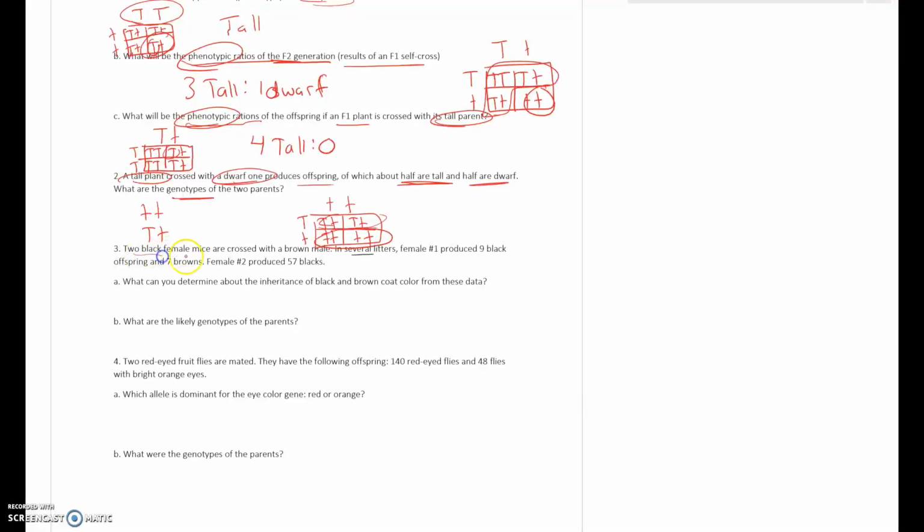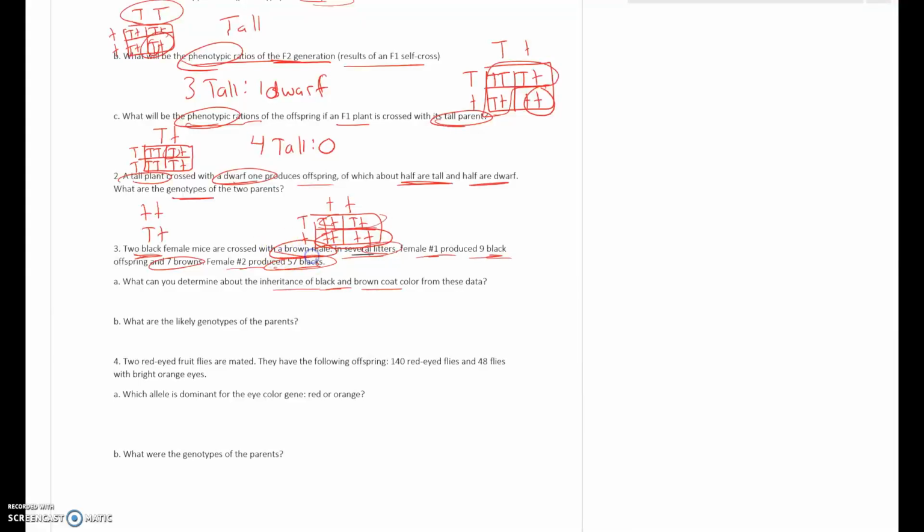Two black female mice are crossed with a brown male in several litters. That's their offspring. Female 1 produced 9 black and 7 brown, and female 2 produced 27 blacks. What can you determine about the inheritance of the black and brown fur color from these data? First off, the fact that we only have black and brown, only 2 possibilities, this is probably a dominant recessive trait.